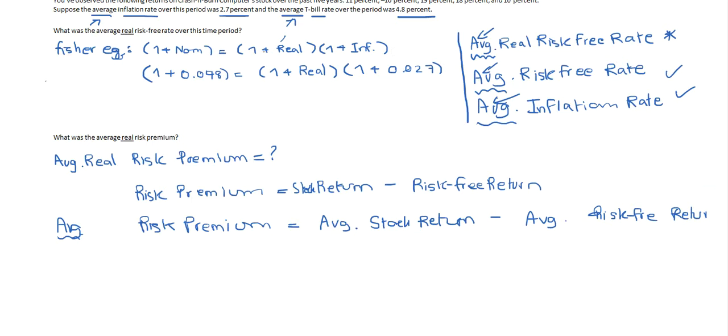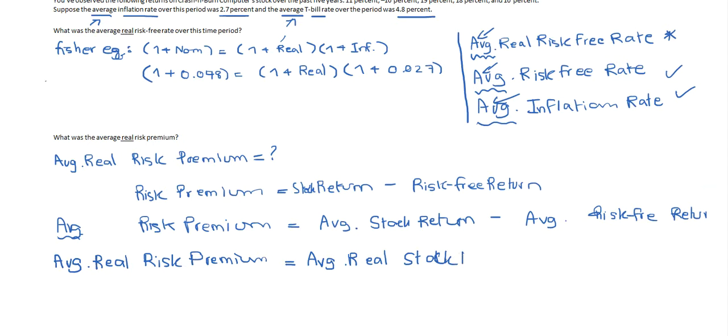Okay. So next step, you need to find average real risk premium. So we have to add another word. Average real risk premium. Then we need to have average real stock return minus average real risk-free return. Can you see that I try to match like the step?